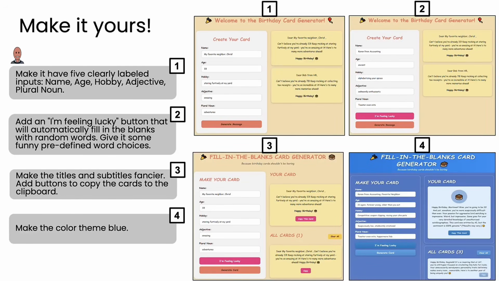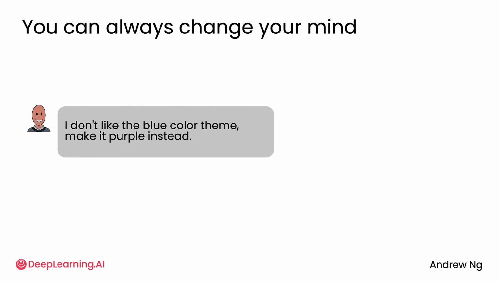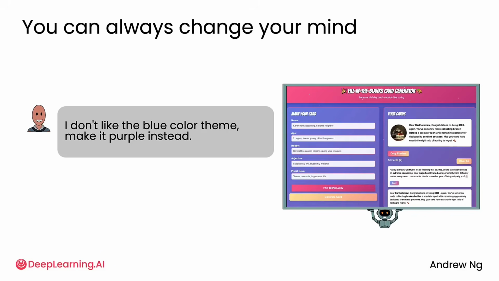And if you ever change your mind, you can do that too. So after I've made the color theme blue, if I decide that I don't want it blue after all, I actually want it to be purple, you can write a prompt like that, and the AI will obediently change it to purple.